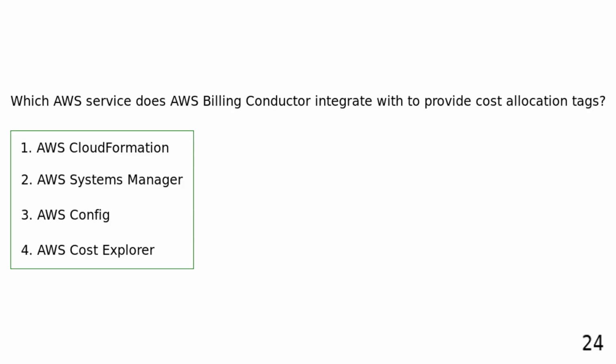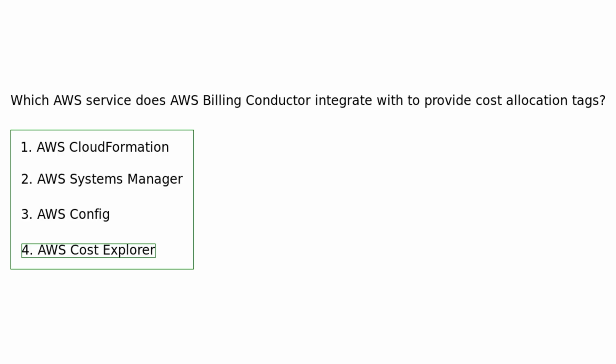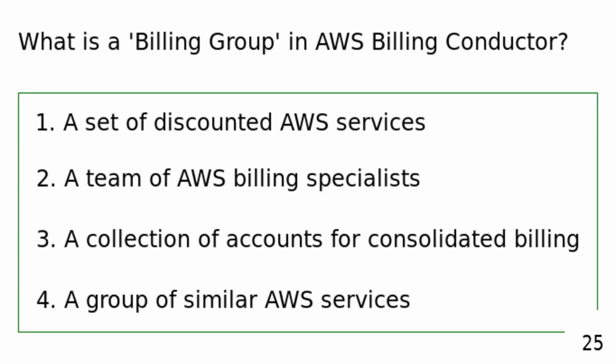Which AWS service does AWS Billing Conductor integrate with to provide cost allocation tags? AWS CloudFormation, AWS Systems Manager, AWS Config, AWS Cost Explorer. AWS Billing Conductor integrates with AWS Cost Explorer to provide cost allocation tags, enabling better cost tracking and analysis across different dimensions.